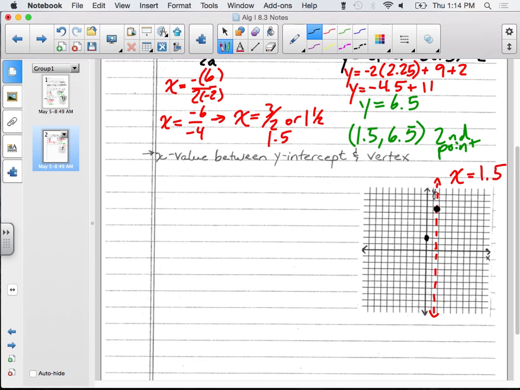All right, now you have 2 points, and this would be the time when you pick an x value that's between our y-intercept and our vertex. So what's the x value of our y-intercept? 0. What's the x value of our vertex? 1.5. So what is the number between 0 and 1.5? 1. So when x equals 1.